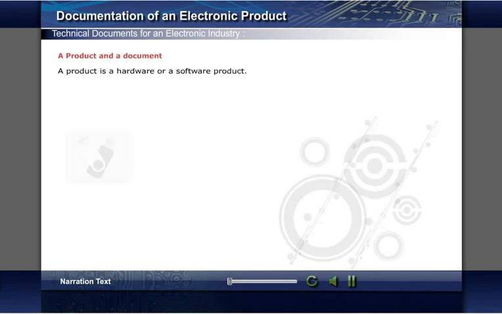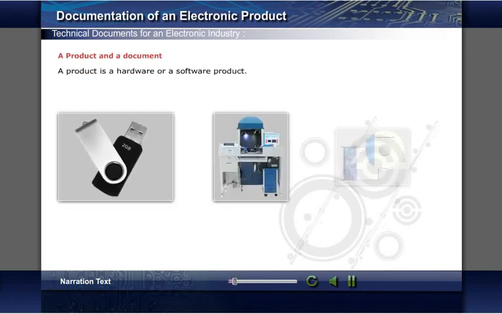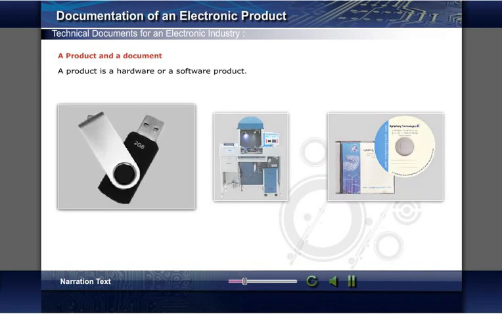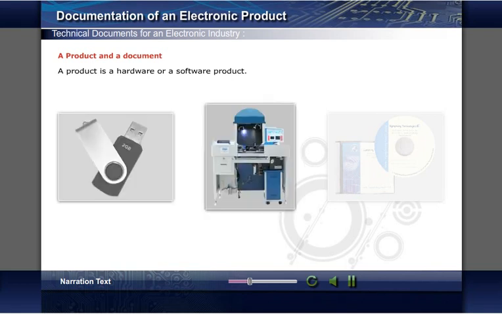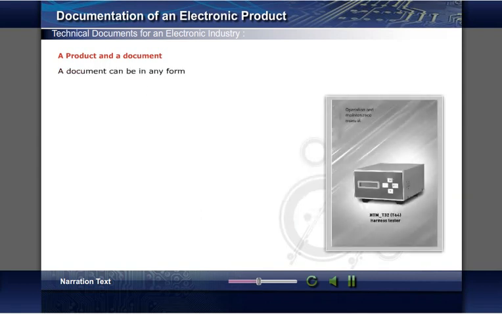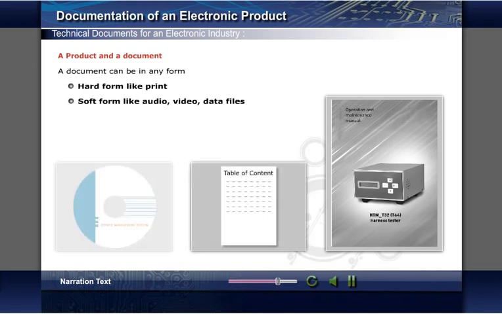Let us first look at what is a product and a document. The word product refers to a hardware or a software product. It can be a simple product like a pen drive, or a complex one like an automated test system, or a software package. We have seen that for a document, information content is of prime importance. That is why a document can be in any form. It can be in hard form like print, or in soft form like audio, video, or data files. In future, new techniques of information storage will be available. These should be adopted for better documentation.